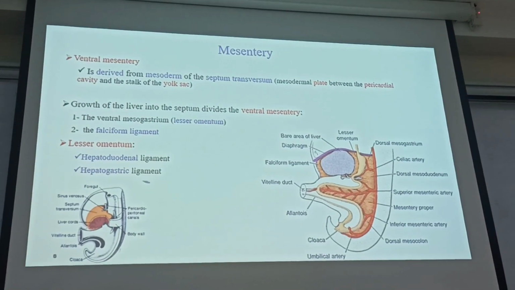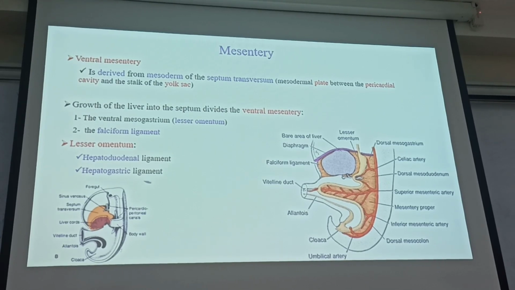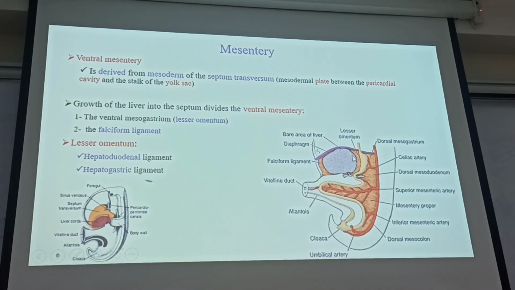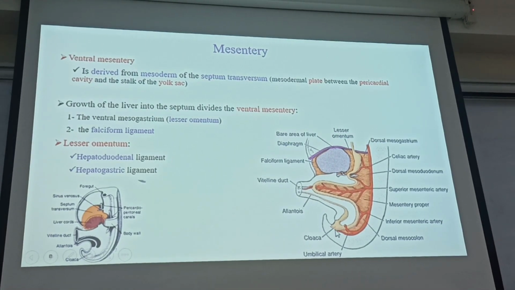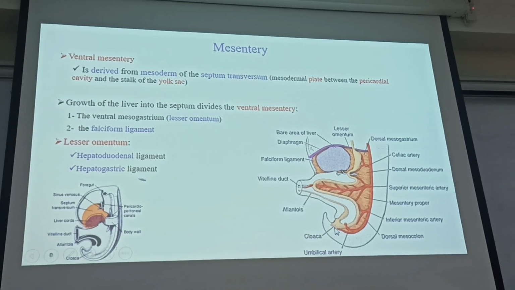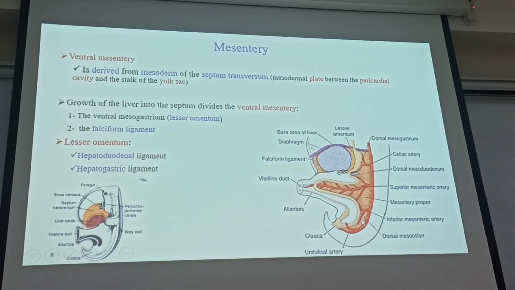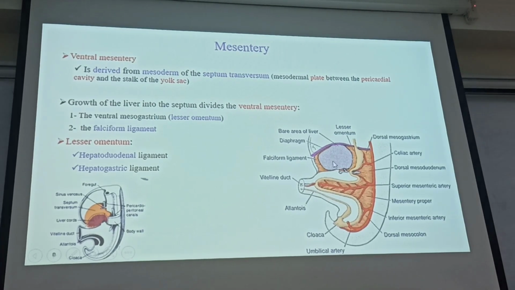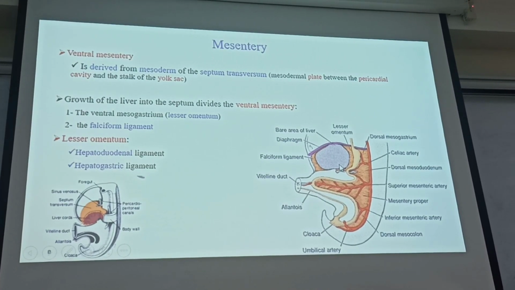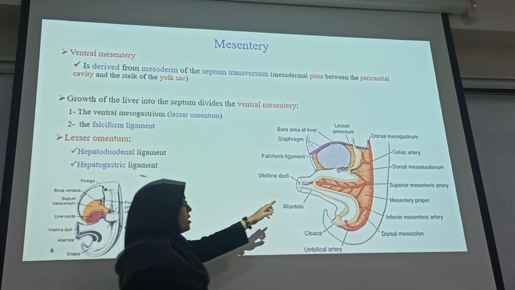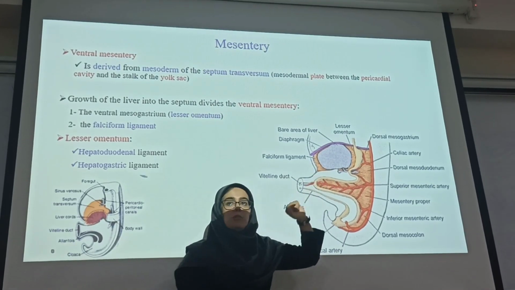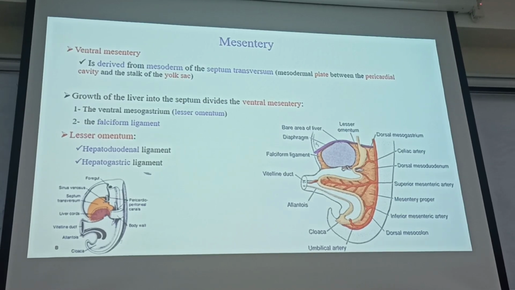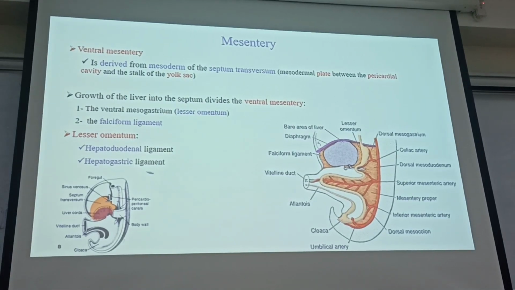So far, I have explained about the dorsal mesentery, and now I explain about the ventral mesentery. Okay? As you see in this picture, this is the digestive tract or gut tube, and this is the dorsal mesentery. Ventral mesentery is here. At first, ventral mesentery is located between a part of the gut tube and the anterior wall of the abdomen.